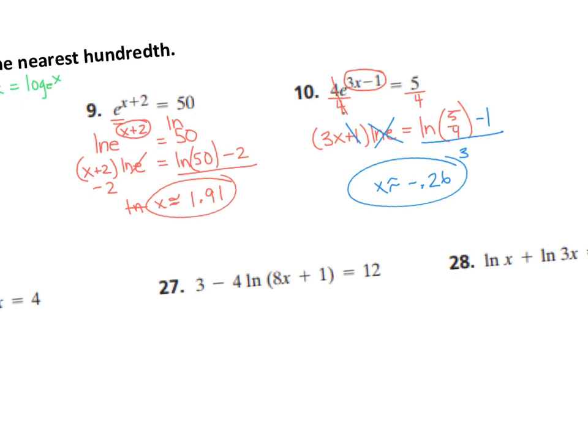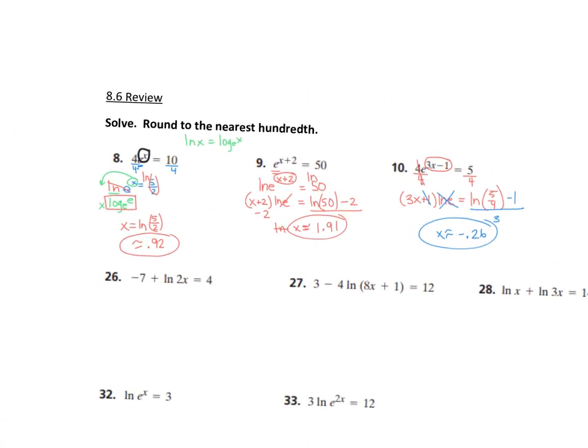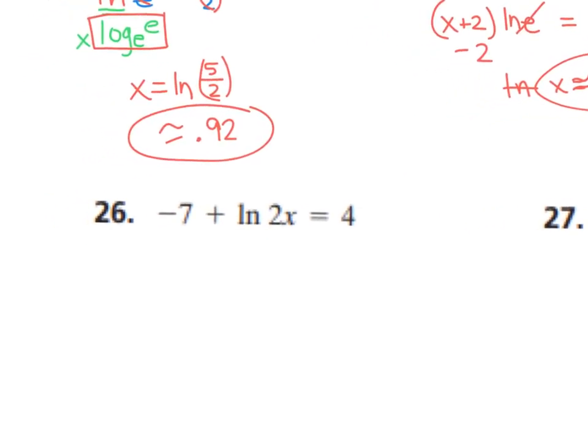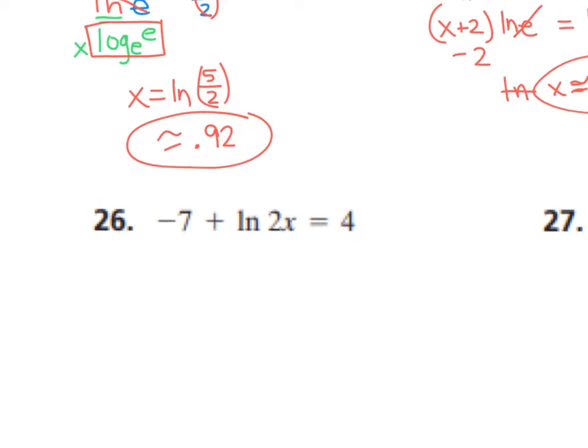Okay. Then down here, if we're solving exponential equations, we're going to take the natural log of each side. These we're solving natural log equations, so we're going to write it in terms of an exponential equation. I want to isolate this, so I'm going to add 7. So the natural log of 2x equals 11.